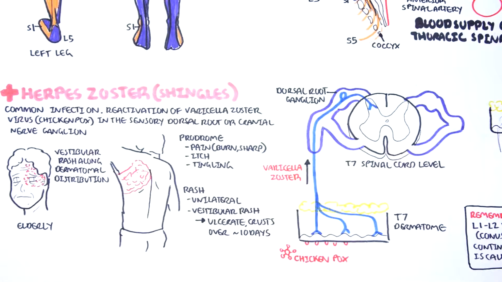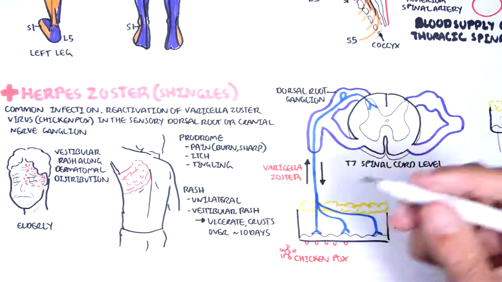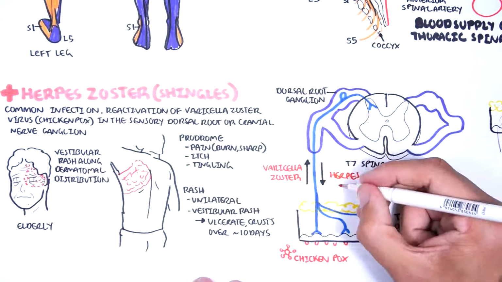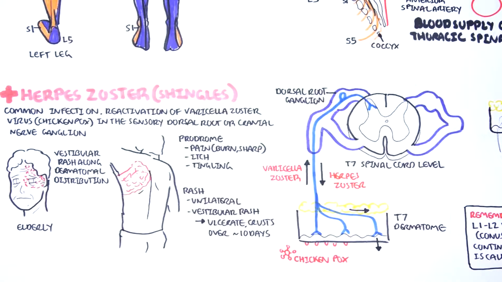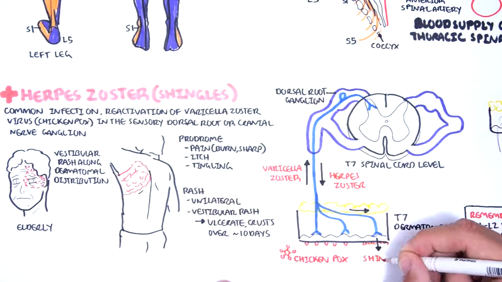Years later, when the child gets old, the chickenpox virus, also known as the varicella zoster virus, can reactivate, maybe due to immunosuppression or whatnot, but essentially it will become the herpes zoster virus, which will travel back up the sensory nerve fiber and express itself along the T7 dermatomal distribution as shingles.